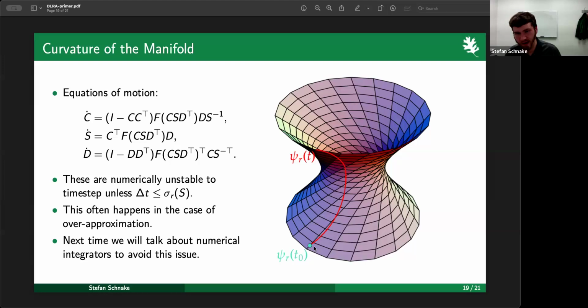You have to think, if I'm going to naively just follow the dynamics of this manifold, when it starts curving very sharply here, I need to lower my time step in order to capture that curvature exactly. And that's essentially what it's doing here. Now, this happens quite frequently, because if you over-approximate, say you have a rank 5 solution, you know your solution is close to rank 5, and let's say you use rank 7 to approximate to really make sure you get it correctly, now your smallest two singular values are near machine epsilon, and you pretty much ruined your time step restriction. So next time we're going to talk about some numerical integrators to avoid this issue.